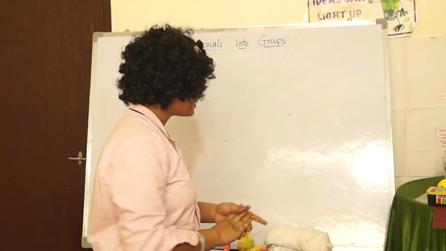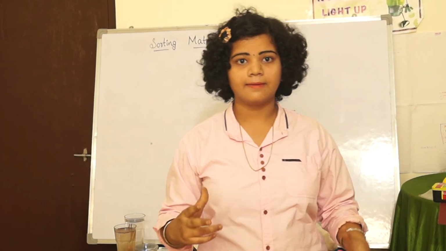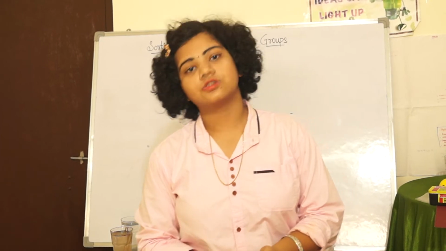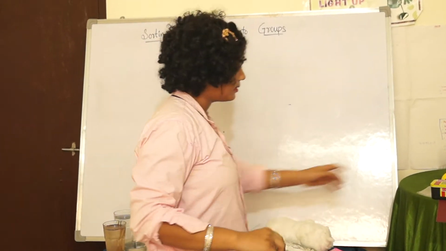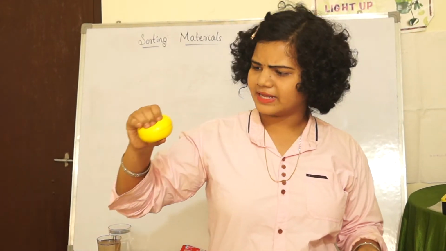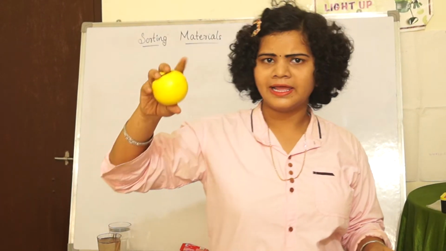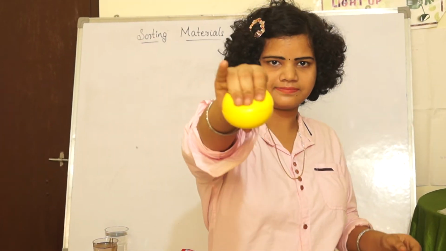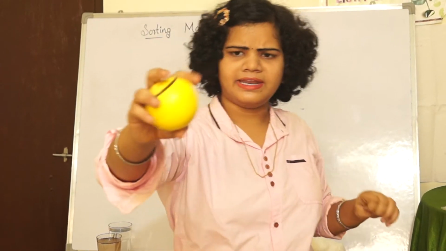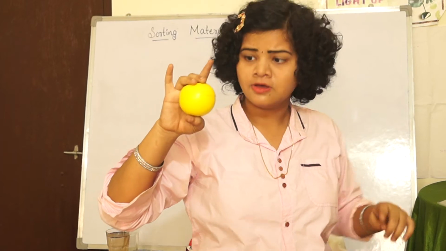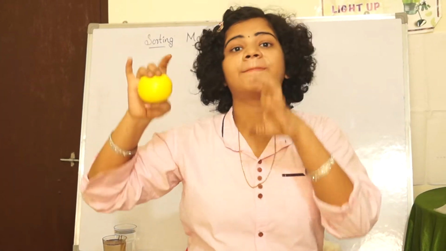Now let's learn the hard substance and the soft substance. Okay, hard and soft materials. So I have a smiley ball here. When I scratch this ball, it is getting compressed very easily, right? Can you see here? Yeah. When I'm trying to compress this ball, it's getting easily compressed.